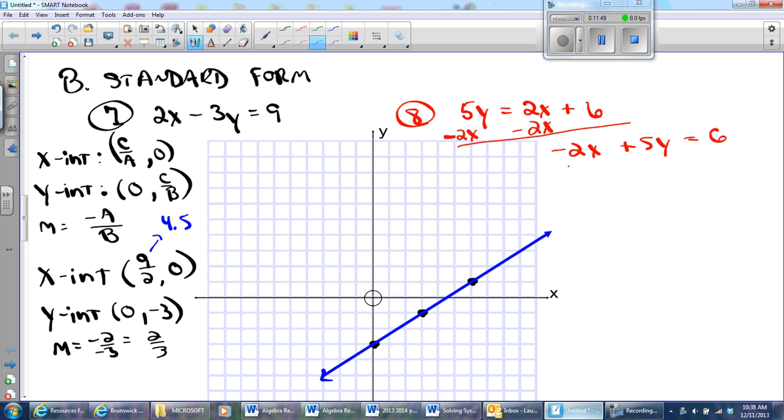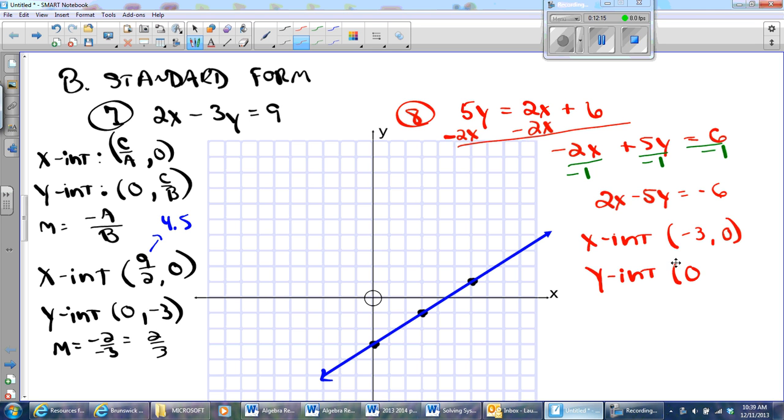So to change all the signs without changing the numbers, I'm going to divide by negative 1. And when I do that, I will get 2x minus 5y equals negative 6. So my x-intercept is going to be negative 3, 0. I did 6 divided by 2. My y-intercept is going to be 0, 6/5, and my slope is going to be negative 2 over negative 5, which ends up being 2/5. It's just a coincidence that it's two negatives again. It won't always be that way.